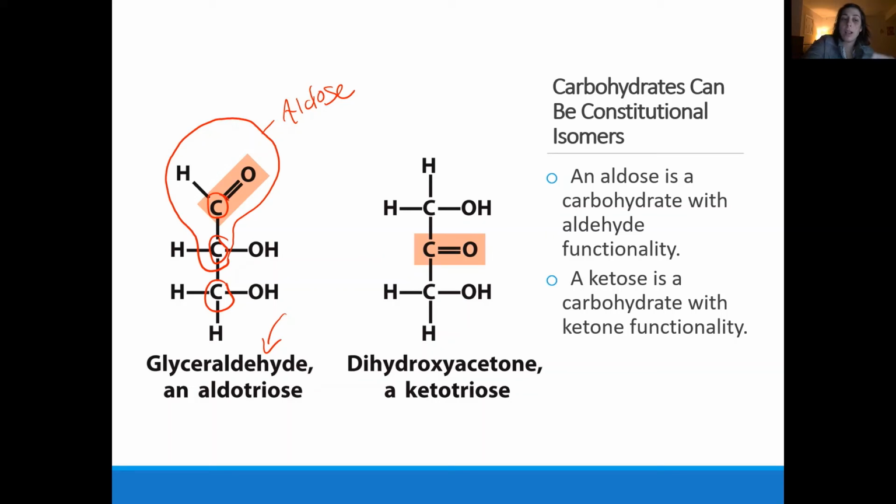Here's another example of a carbohydrate here on the right. You can see that the main carbonyl in this case is instead a ketone because it has a carbon on each side. So it is a ketose. And in this case, it also has 3 carbons. So this one is a ketotriose, and its common name is dihydroxyacetone.